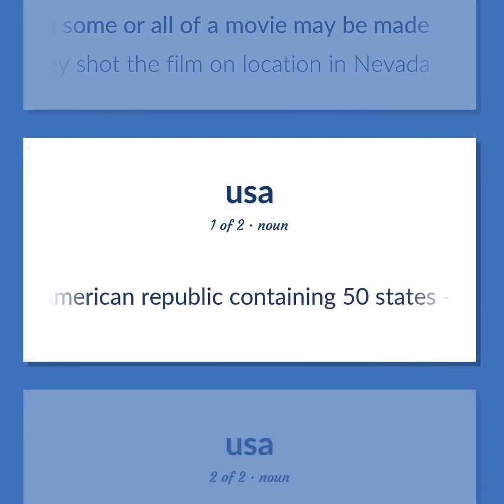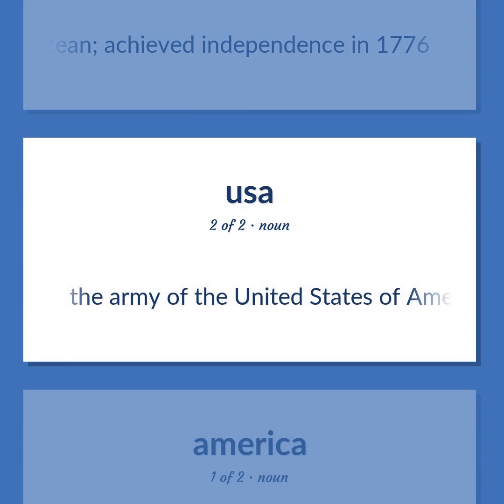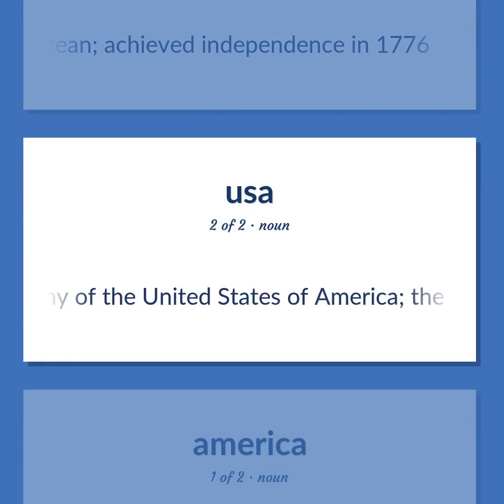North American Republic containing 50 states, 48 conterminous states in North America plus Alaska in northwest North America and the Hawaiian Islands in the Pacific Ocean. Achieved independence in 1776. The Army of the United States of America. The agency that organizes and trains soldiers for land warfare.